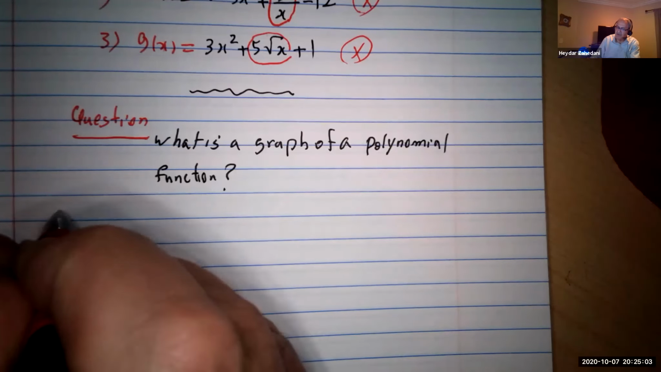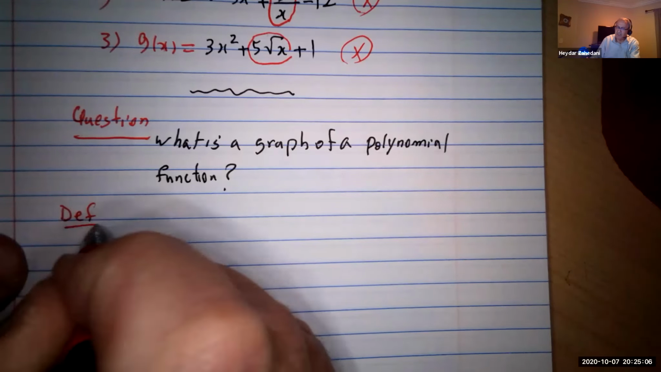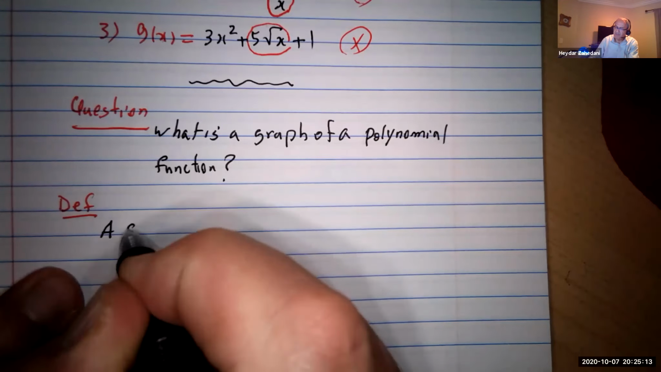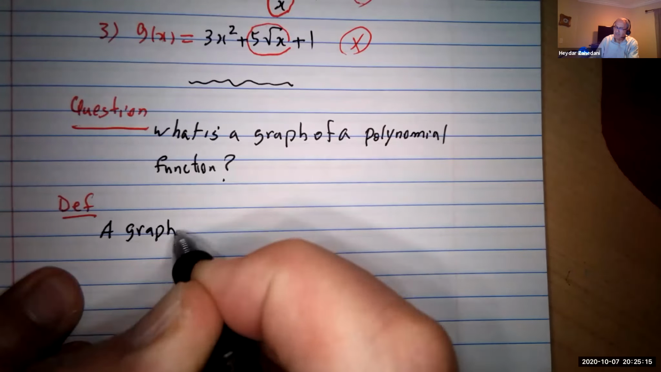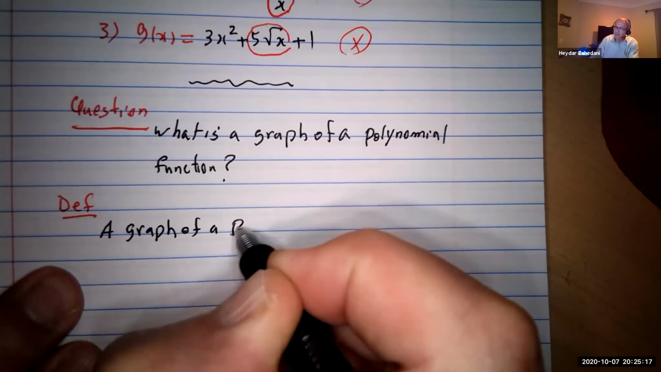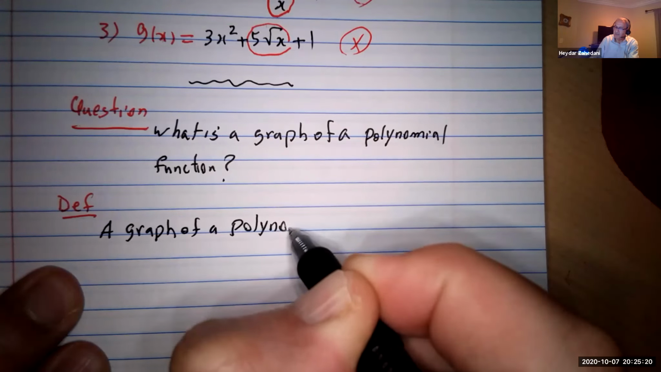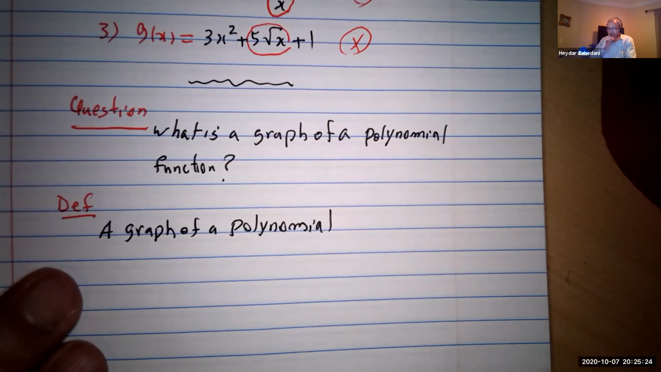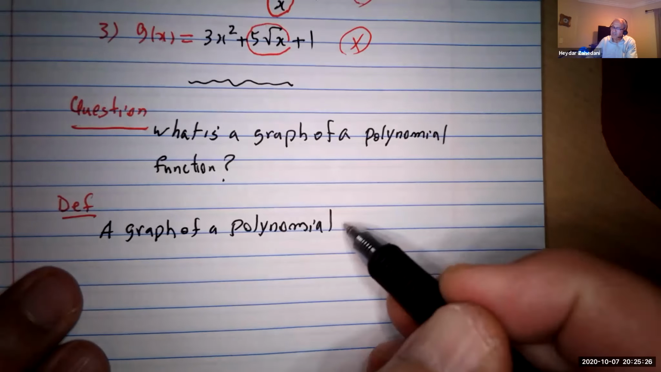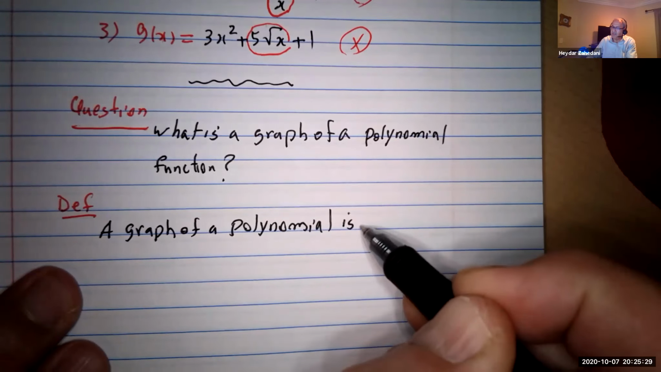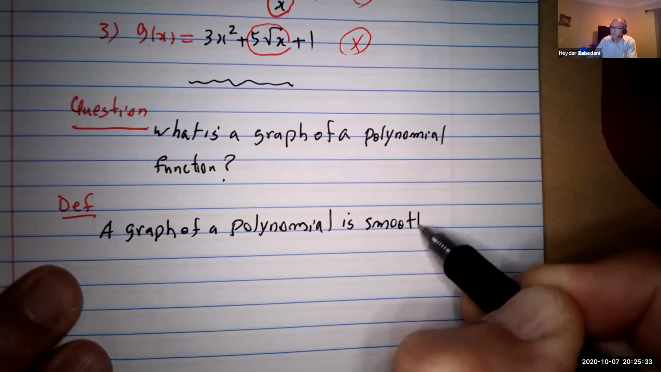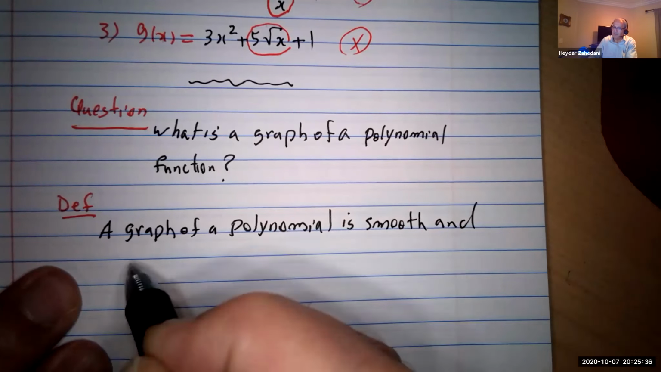So we are going to define first what the graph of a polynomial is. You know that the graph is just a collection of points. So a graph of a polynomial would have some special property. In calculus, we call it smooth and continuous.